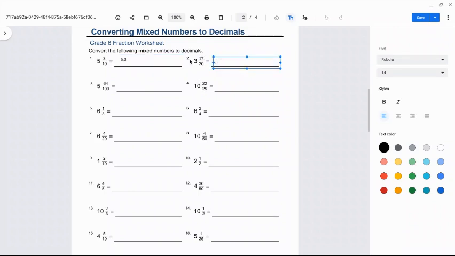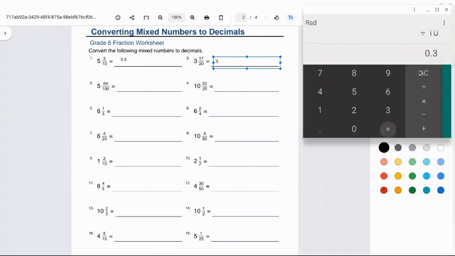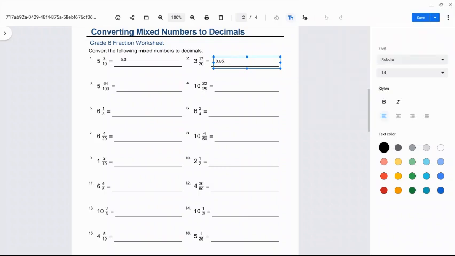So I've got a mixed number of 3 and 17/20, or 3 and 17 over 20. So before I even calculate, I can write 3, because that's my whole number before the decimal. Get out my calculator, all clear. And 17 divided by 20 equals 0.85. So I'm going to put the 85 after my decimal to have an answer of 3.85.